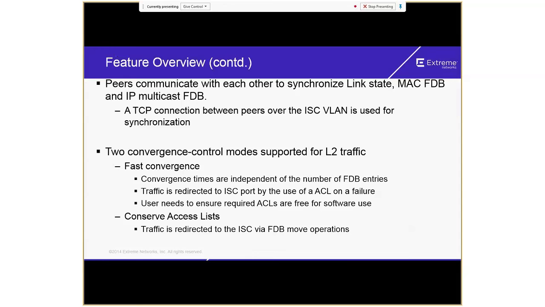Whereas if you are not using fast convergence, you have to use conserve access list as the mode, in which case the traffic will have to be learned first on the ISC link, and then the traffic will be forwarded. So that can cause some delay. So it's always better to have fast convergence. You can use conserve access list when you have hardware limitations and want to limit the number of access lists on the switches.